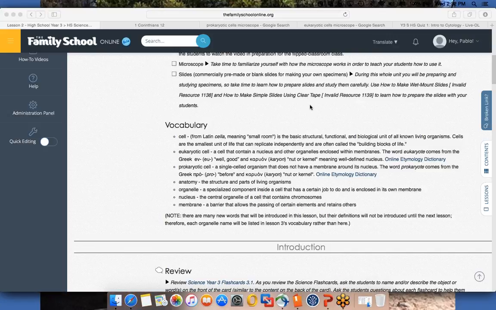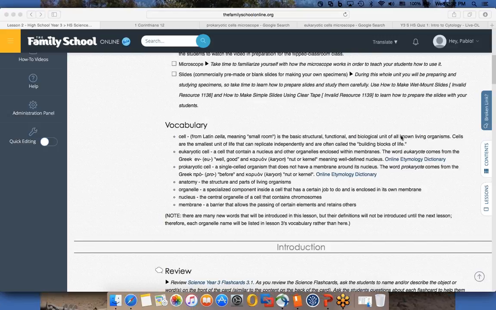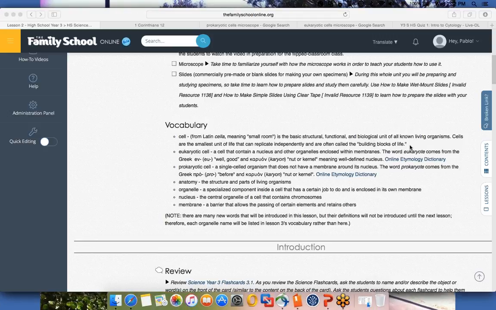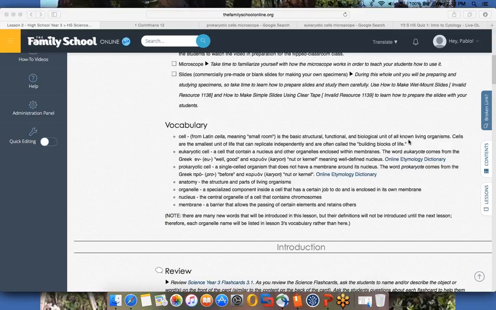Well, the eukaryote cell is a cell that contains a nucleus and other organelles enclosed with membranes. And the word eukaryote comes from the Greek prefix eu, which means well or good, and another Greek word which means nut or kernel, meaning well-defined nucleus. Excellent.